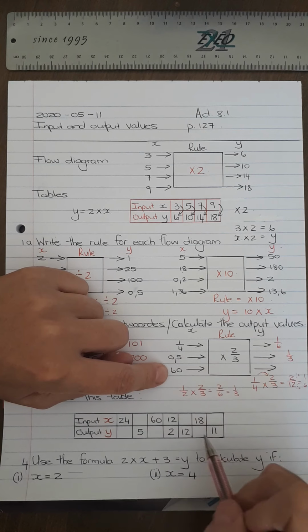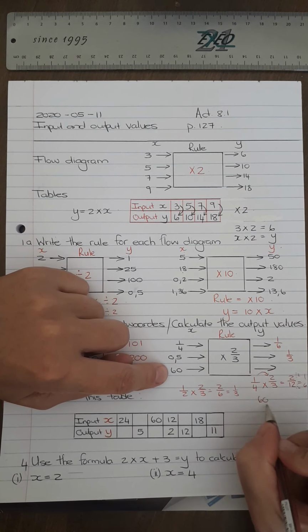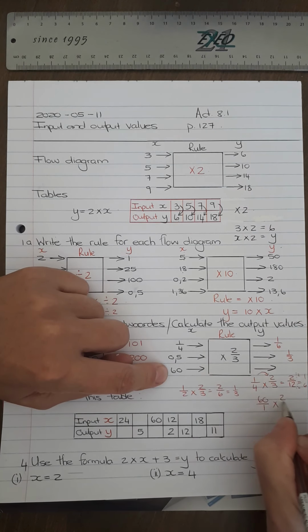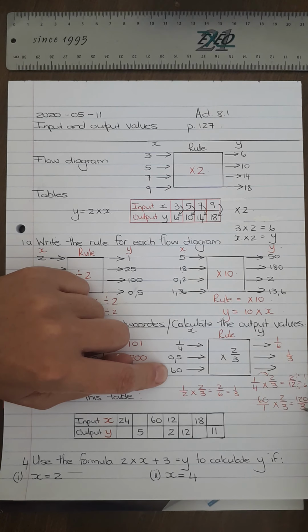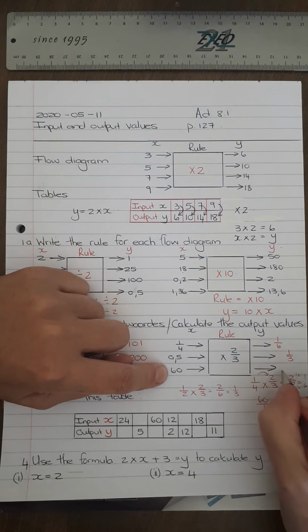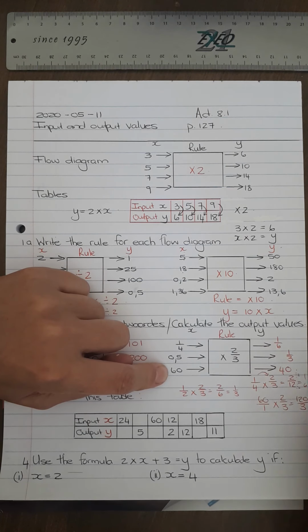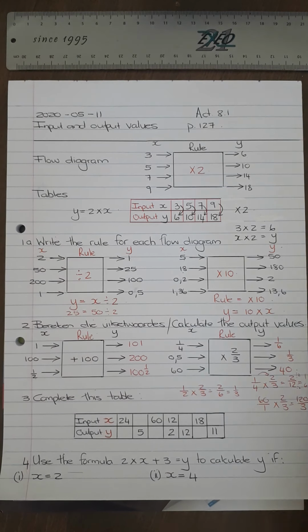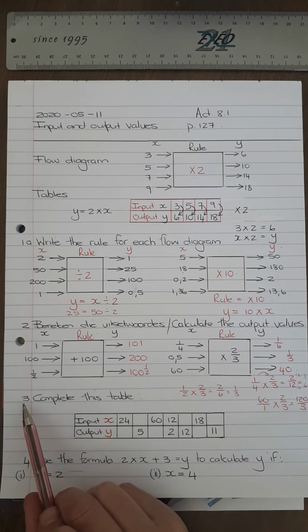60 times 2/3. Don't forget this. 60 on 1 times 2 on 3. That gives me 120 on 3. 3 divides into 12 4 times, and I can't forget the 0. Answer 40.